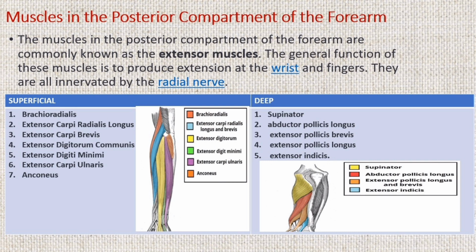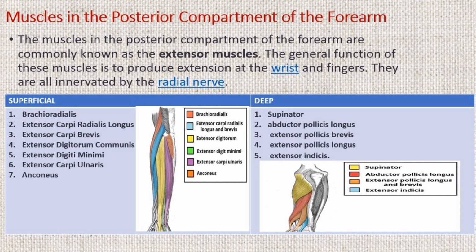Extensor carpi radialis longus and brevis. The extensor carpi radialis muscles are situated on the lateral aspect of the posterior forearm. Due to their position, they are able to produce abduction as well as extension at the wrist. Attachments. The ECRL originates from the lateral supracondylar ridge of the humerus, while the ECRB originates from the lateral epicondyle. Their tendons attach to metacarpal bones 2 and 3. Actions. Extends and abducts the wrist. Innervation. Radial nerve.